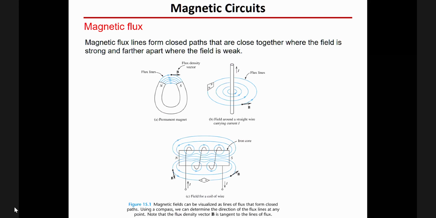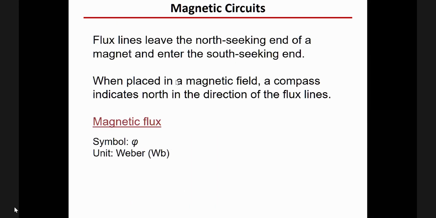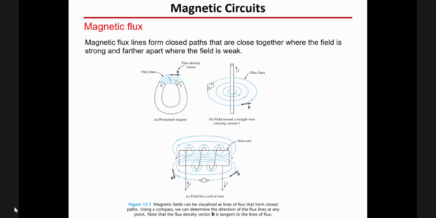The magnetic flux is usually represented by lines moving from north to the south. So it's always this direction, from north to the south. And this is the component that represents the magnetic field. So usually when we say magnetic field in physics, we're talking about flux. Okay? We're talking about the magnetic field energy that moves from one point to another point.